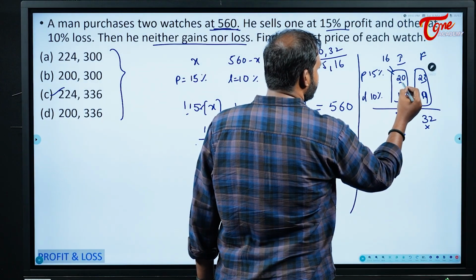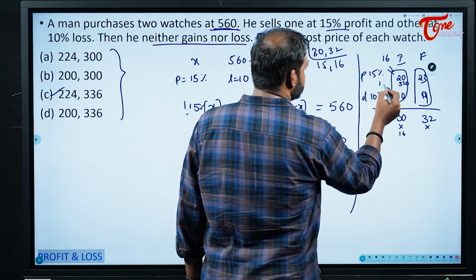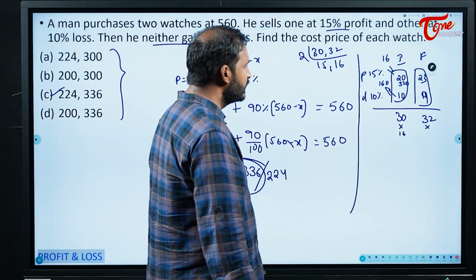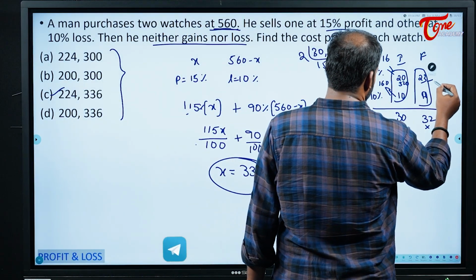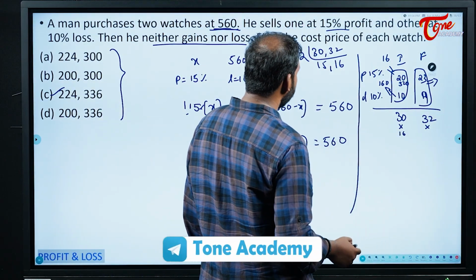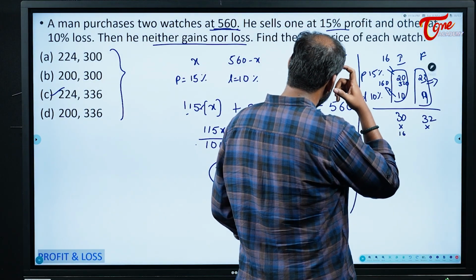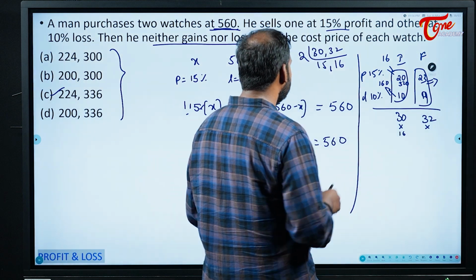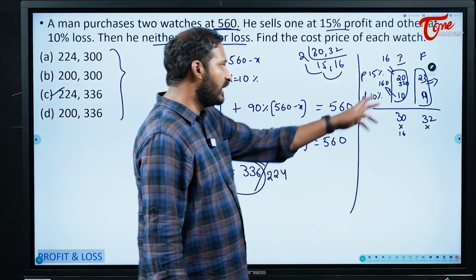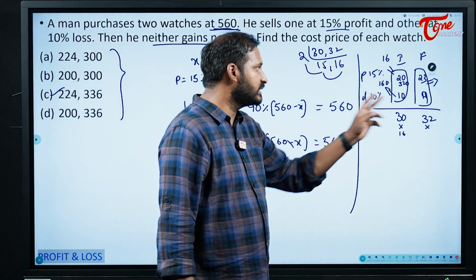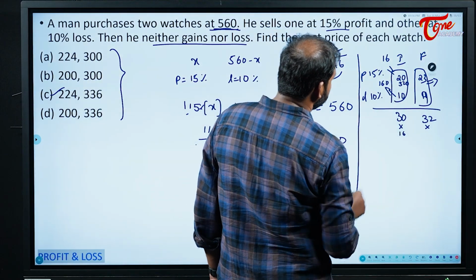One will become 320 and the other one will become 160. Am I correct? 320 and 160. Here also the same thing. I need to multiply with 30, 16s. Yeah, 30, 16s. Okay, 480 you will get. So, multiply these values, and you will get the values here, the 16 parts and 320 and 160.